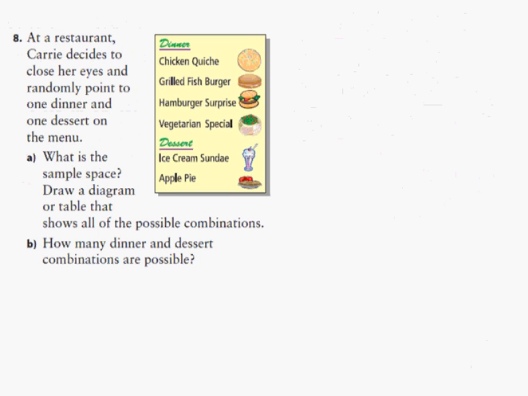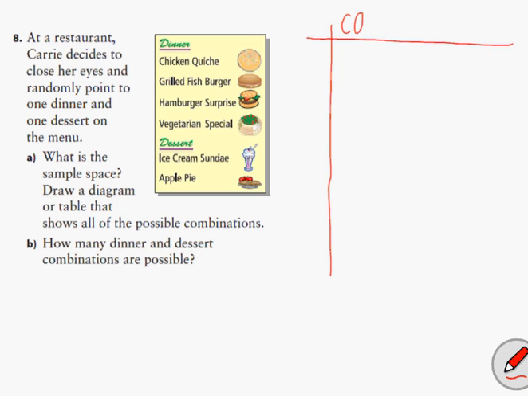Question 8 says, at a restaurant, Carrie decides to close her eyes and randomly point to one dinner and one dessert item on the menu. She's crazy. Why would you do that? Why would you randomly just choose, I don't know, just eat what you like. But anyway, she did that. So we're going to make a table. You could do a tree diagram too, but we're going to put chicken quiche up here. We're going to put fish burger.